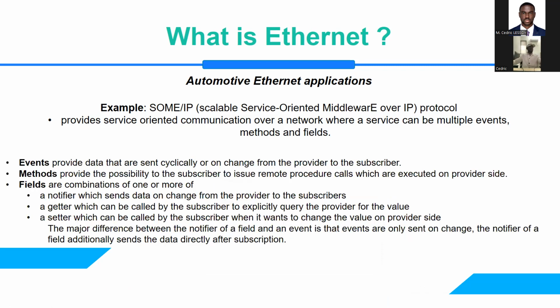Okay, so these are the definitions. We talked about events, methods, and fields, right? So what's an event? An event provides data that are sent cyclically or on change from the provider to the subscriber, right? The provider is the server ECU or the server node, and the subscriber is the client. The subscriber is the one who needs this information, and the provider is the one who provides it. So what's a method? A method provides the possibility to the subscriber to issue remote procedure calls, which are executed on the provider side, right? So that's the same concept.